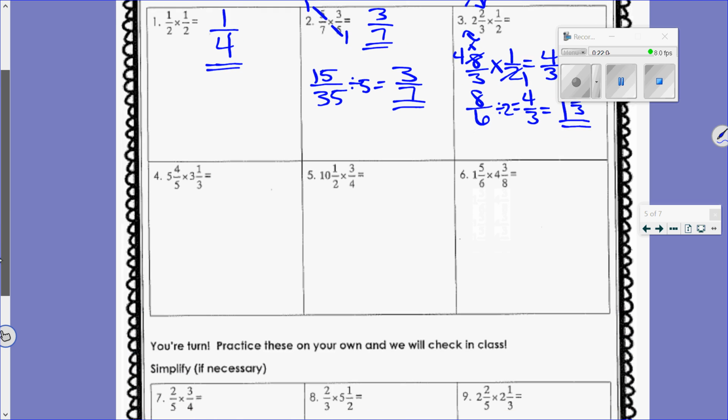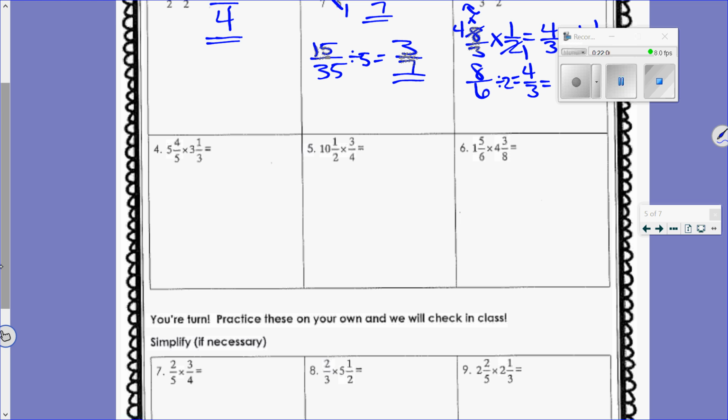Okay? Our next one, we now have 2 mixed numbers. Gives us 2 chances to slam dunk. So we'll slam dunk here and here. 5 times 5 is 25, plus 4 is 29, over 5. 3 times 3 is 9, plus 1 is 10.